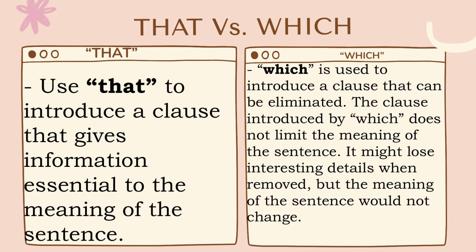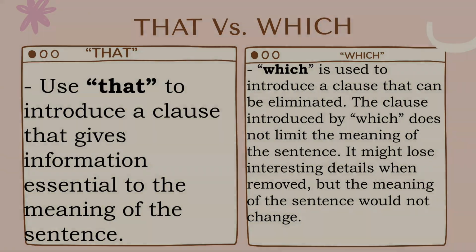We use that to introduce a clause that gives information essential to the meaning of the sentence. Again, the information should be essential to the meaning of the sentence. And we use which to introduce a clause that can be eliminated, meaning to say it can be removed or omitted. The clause introduced by which does not limit the meaning of the sentence. You might lose interesting details if you remove it, but the meaning of the sentence would not change.